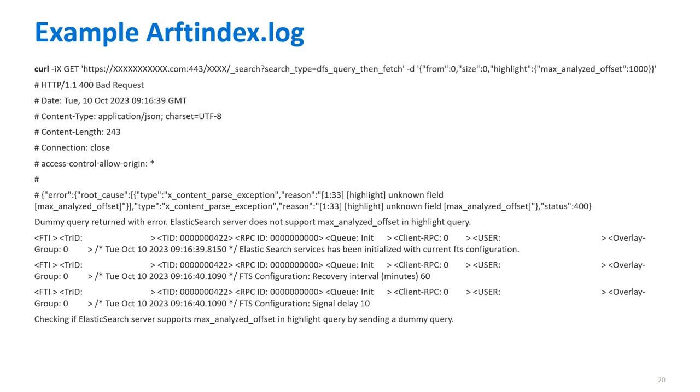So in this specific scenario, it talks about the Elasticsearch server does not support max analyze offset. This is again one of the common errors which we receive, and at the front end 873 is the error code it displayed.